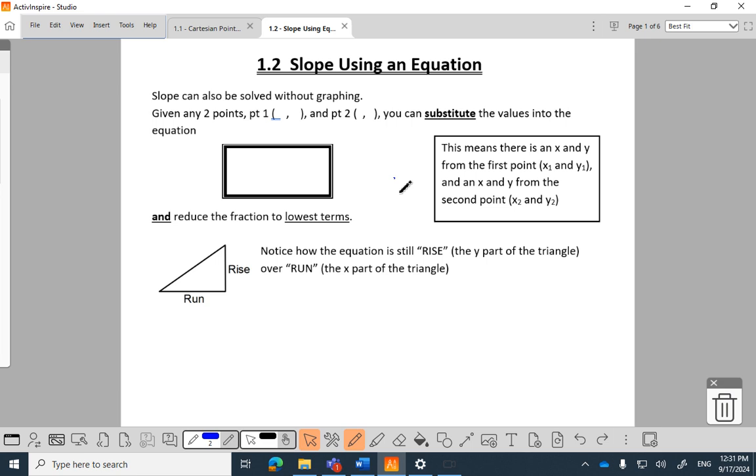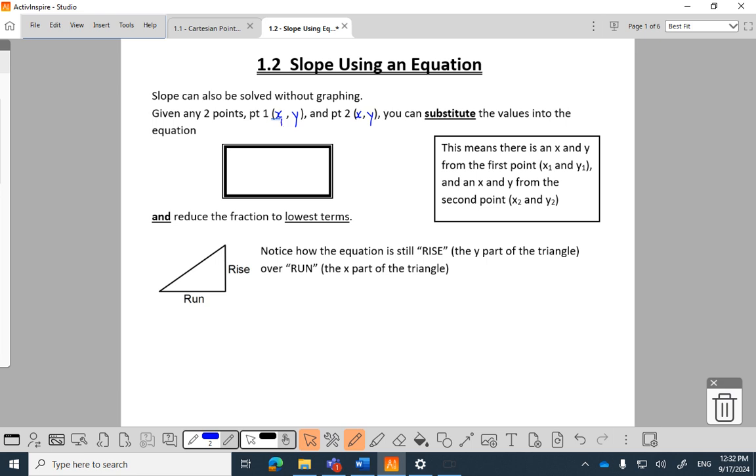Given any two points, point 1, okay, this is complicated. First, I'm going to say there's a first point that's got an x and a y, and a second point that's got an x and a y. But you're like, that one has xy, this one has xy. How do I tell the difference? We label them. If you look on your page, do you notice it's got x with a little 1 down there?